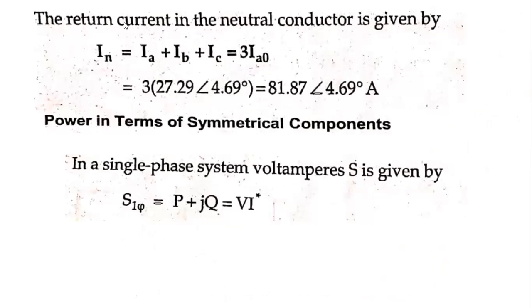Next, we calculate the return current in the neutral conductor. What is the formula for the return current in the neutral? That is IN. Therefore, IN is equal to IA plus IB plus IC, which will be equal to 3 IA0. What is the value of IA0?